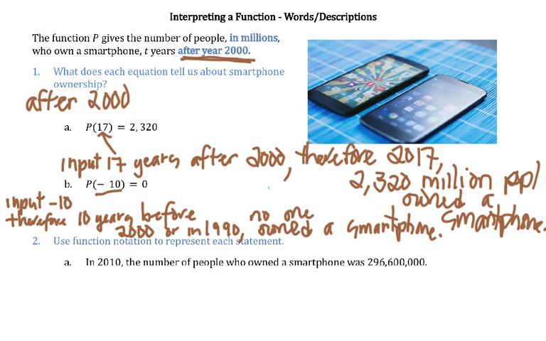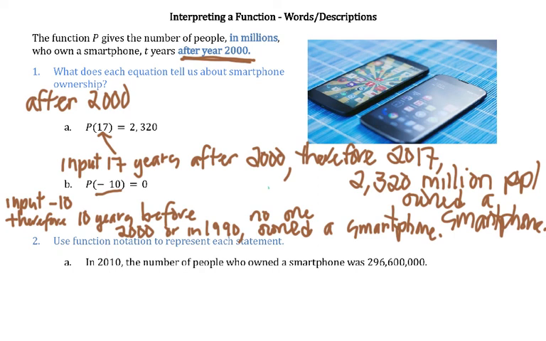Okay, I'm going to share with you real quick question number 1 and 2. So the one thing you need to remember is this says year after 2000. So that input, the input is T, which means it is after the year 2000. So P of 17 means 17 years after 2000. So therefore, if I add 17 onto 2000, I get 2017. So it means in the year 2017, 2,320 million people owned a smartphone. That's what it means. All right.